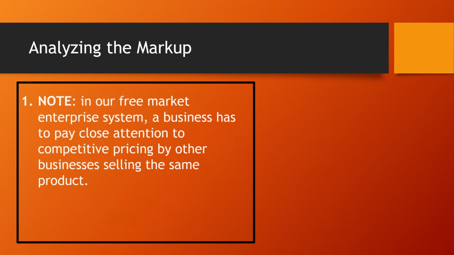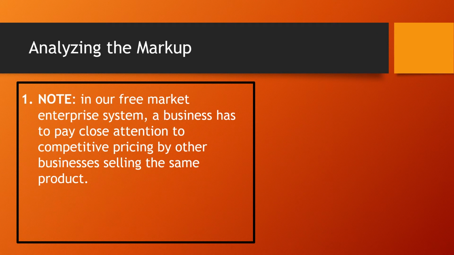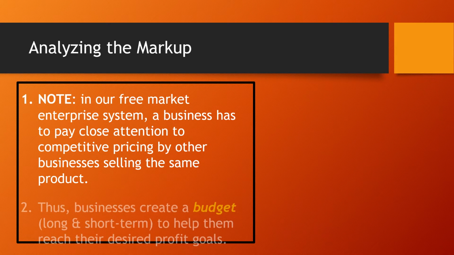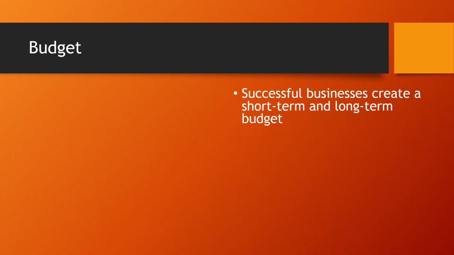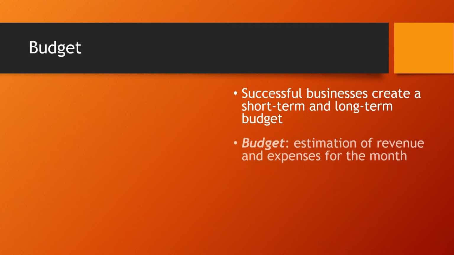Analyzing the markup. Note, in our free market enterprise system, a business has to pay close attention to competitive pricing by other businesses selling the same or similar products. Thus, businesses create a budget, a long and short term, to help them reach their desired profit goals. Successful businesses create both a short-term and long-term budget.